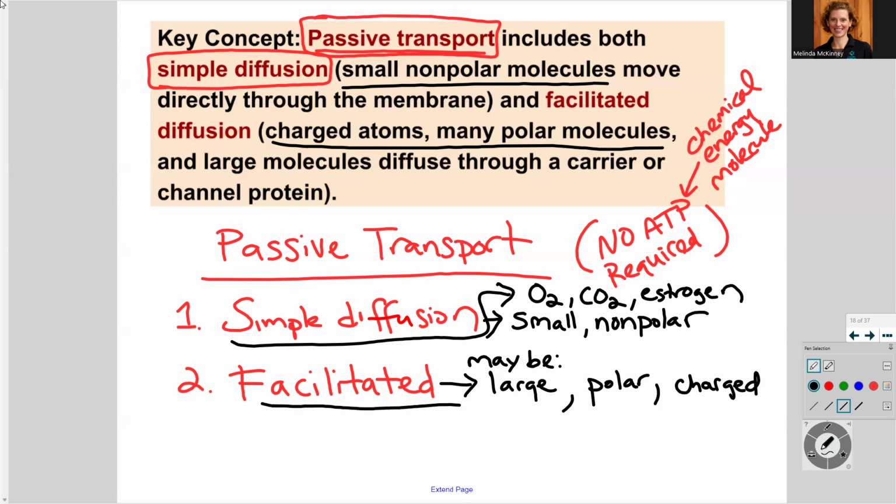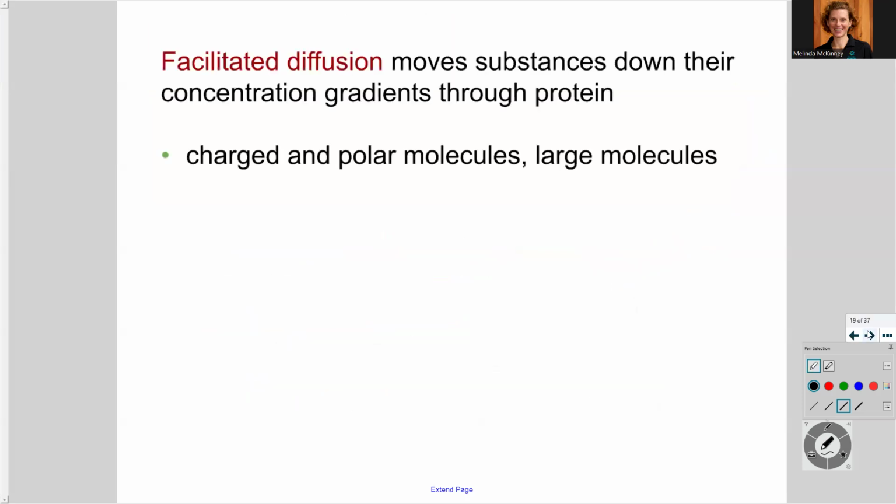If it's facilitated, now these can be a larger molecule like glucose, if there's a large concentration outside the cell, which is also polar. Charged often are going to be ions. So ions are going to require facilitated diffusion. So it moves substances down their concentration gradient, which means that facilitated diffusion is only going to move substances in one direction.